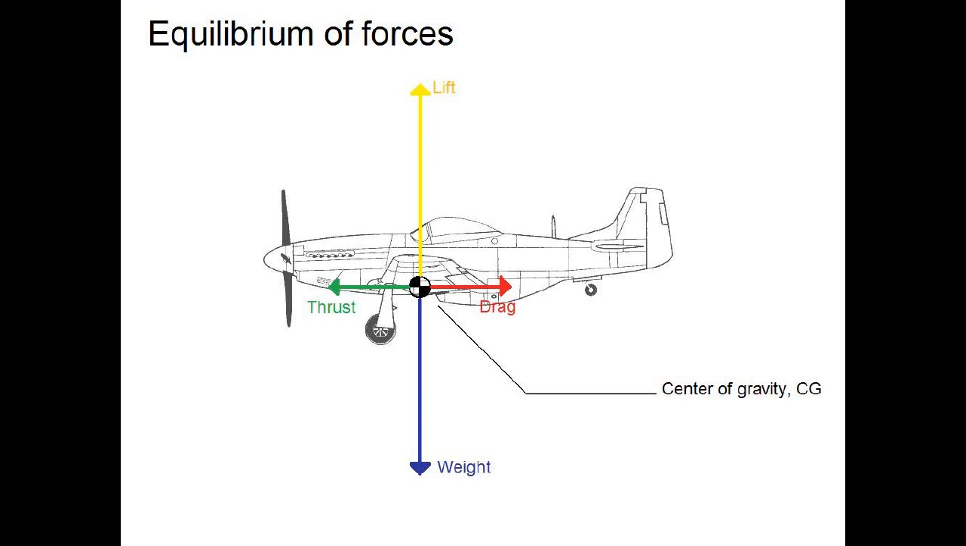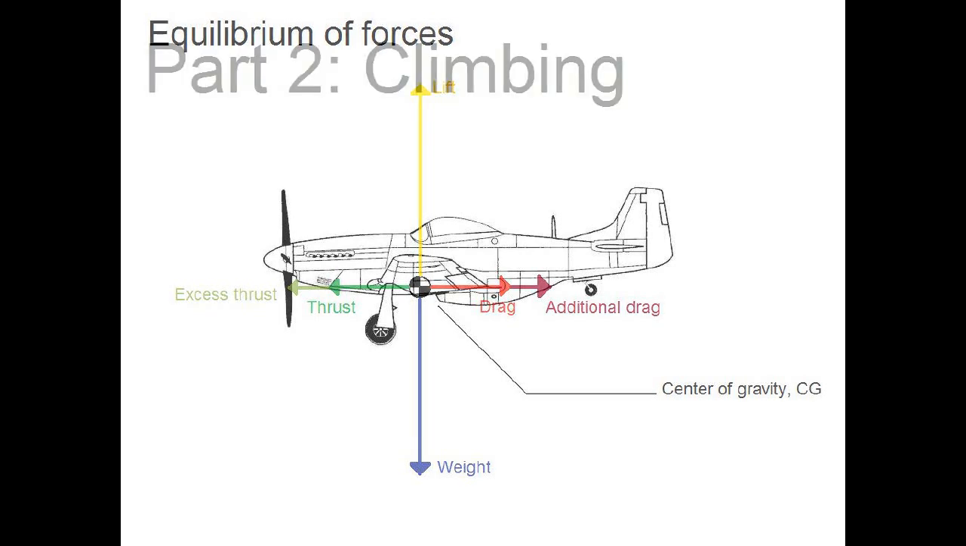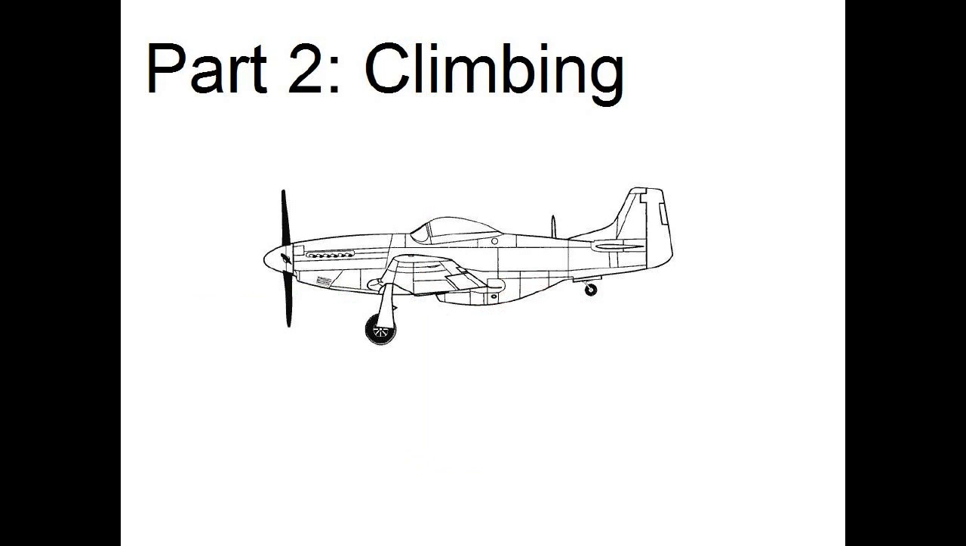When cruising, we use a certain amount of thrust. In order to accelerate the aircraft, we have to use some of our excess thrust by advancing the throttle. The aircraft will now accelerate until the drag once more matches the thrust. Now let's see how a plane reacts in a climb.